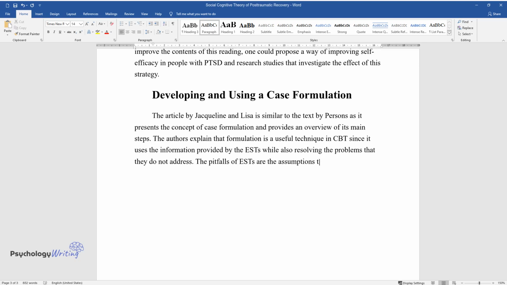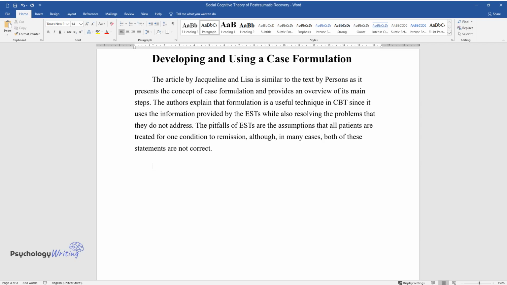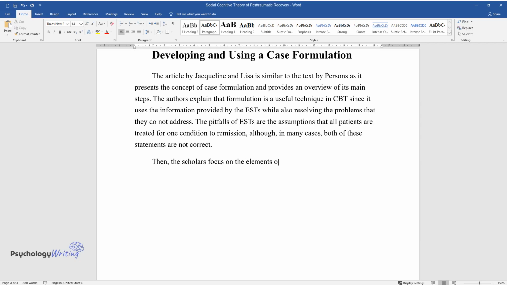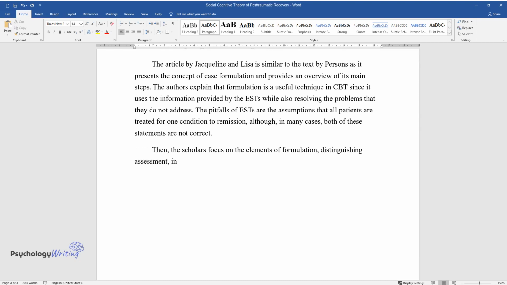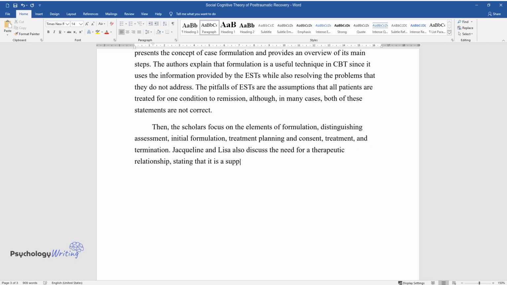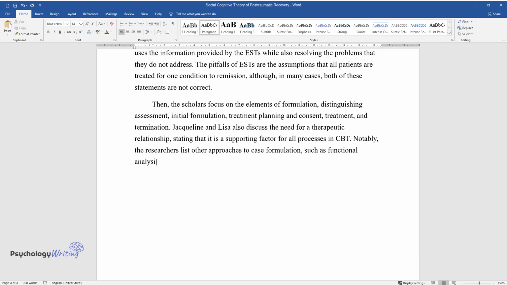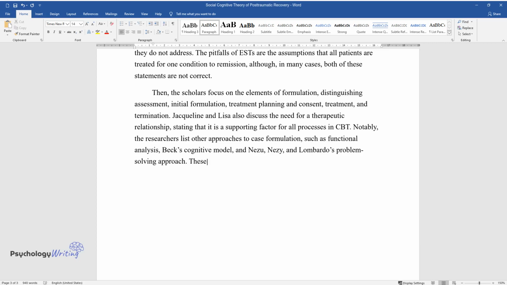The pitfalls of ESTs are the assumptions that all patients are treated for one condition to remission, although, in many cases, both of these statements are not correct. Then, the scholars focus on the elements of formulation, distinguishing assessment, initial formulation, treatment planning and consent, treatment, and termination. Jacqueline and Lisa also discuss the need for a therapeutic relationship, stating that it is a supporting factor for all processes in CBT. Notably, the researchers list other approaches to case formulation, such as functional analysis, Beck's cognitive model, and Nezu and Lombardo's problem-solving approach.